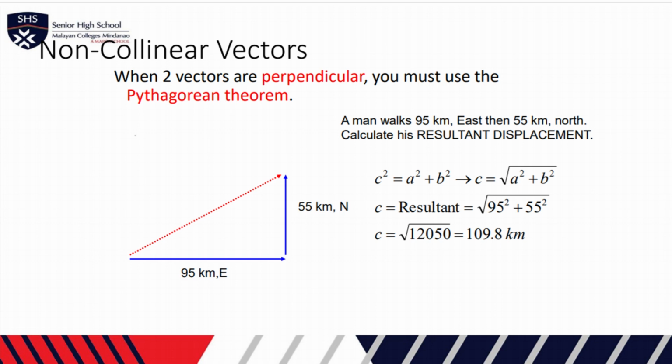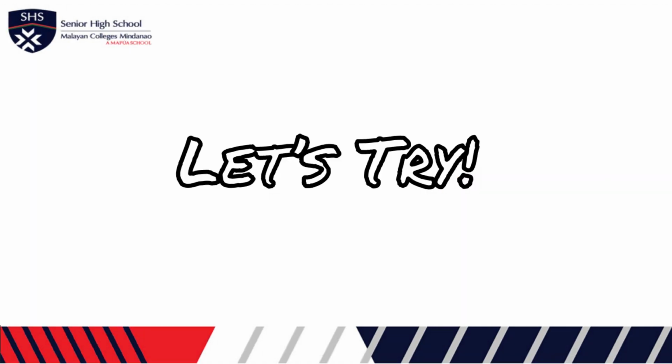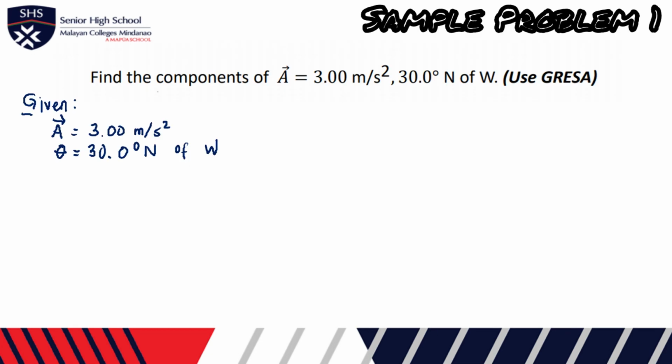Now let us try your knowledge about this one. Let's give it a try. Let us solve what is written and shown on the last part of the PDF that we have given and uploaded. It was also reminded through the video that we made beforehand. Now, this sample problem is very simple. You just need to find the components of vector A, which is equivalent to 3.00 meters per second squared, 30.0 degrees north of west.